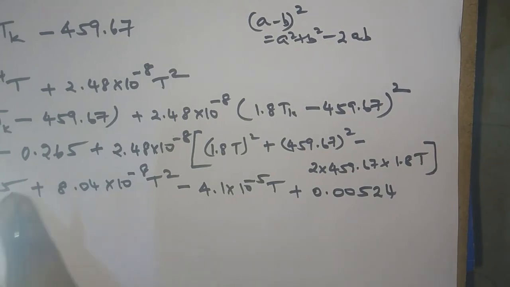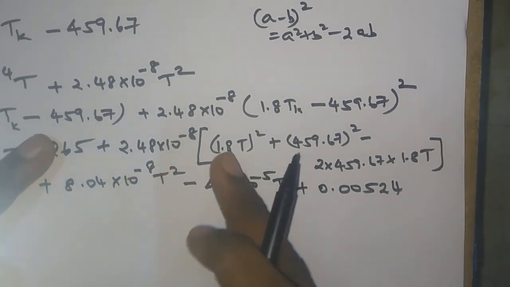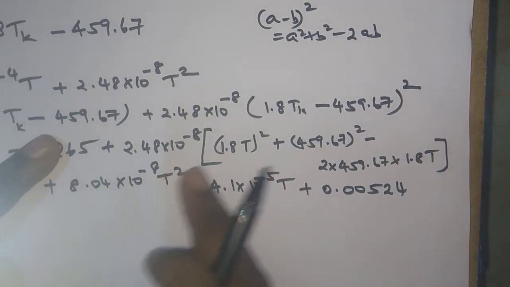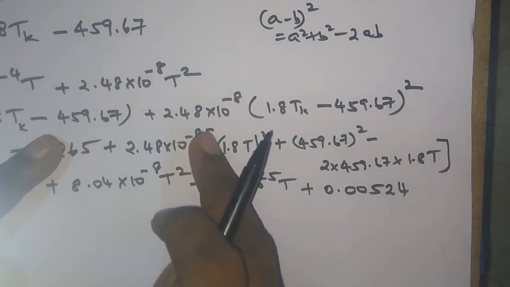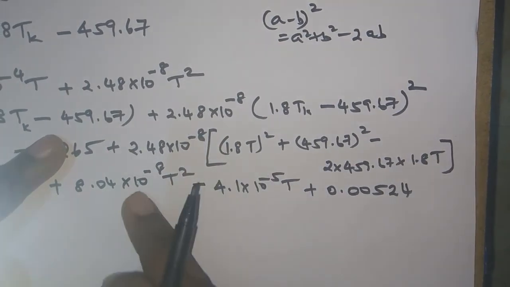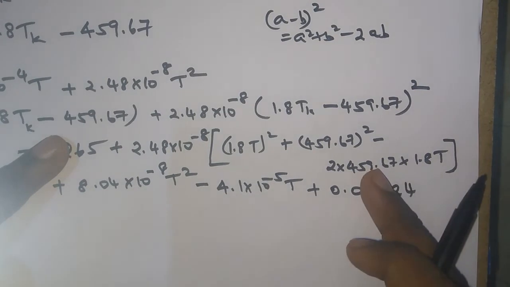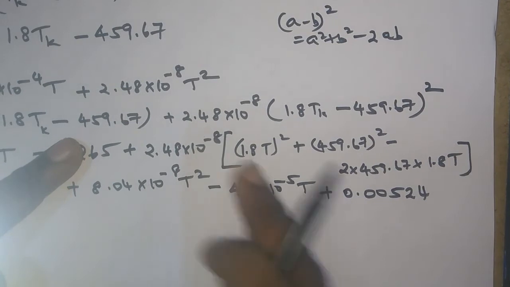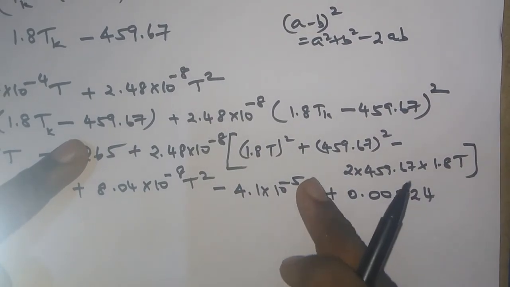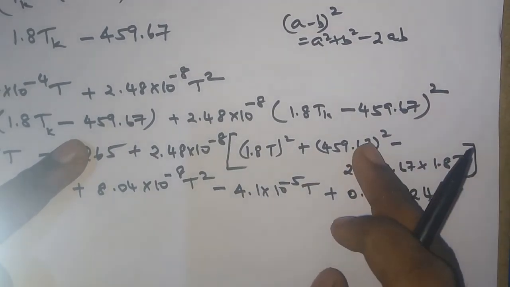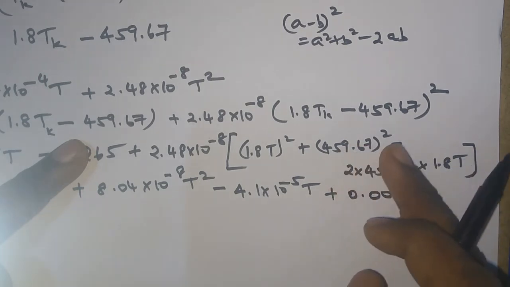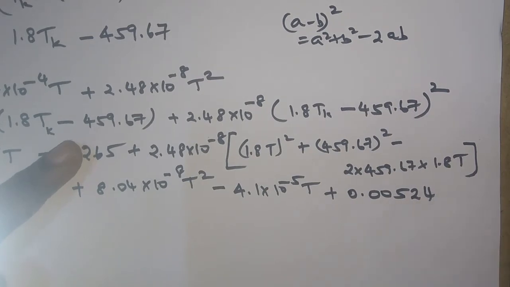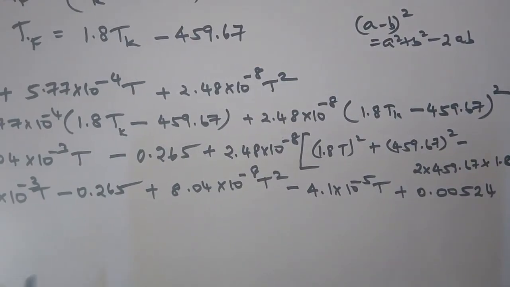We are expanding this. So first three terms are same. So here what we are doing is 1.8 square into 2.48 into 10 power minus 8 into t square. That's the first term. Second term is 2 into 459.67 into 2.48 into 10 power minus 8, which is 4.1 into 10 power minus 5 t, and then this constant term, that is 459.67 square into 2.48 into 10 power minus 8, is 0.00524. So now we have to simplify these total terms.